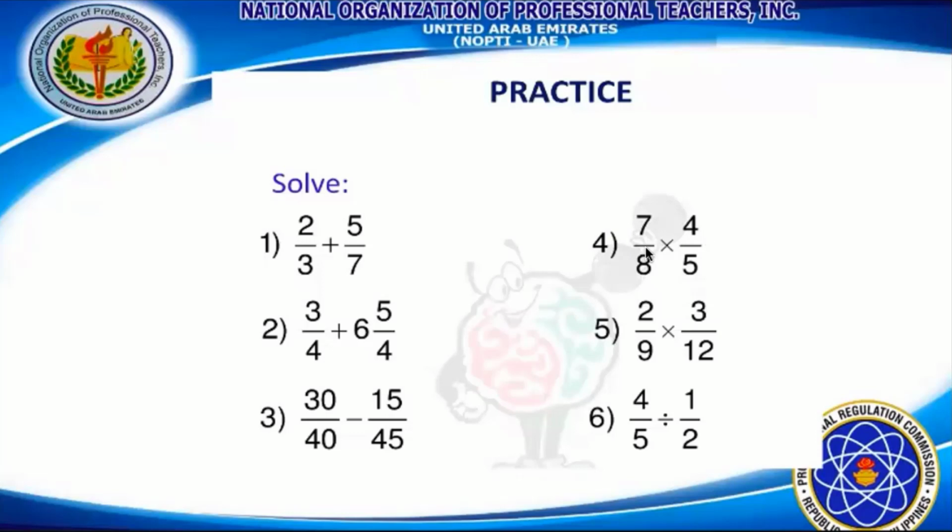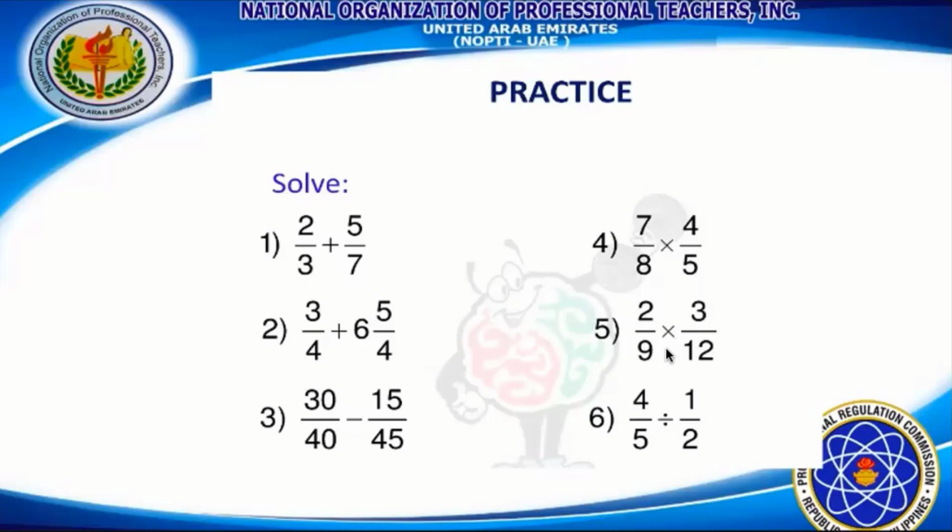7 times 4 is 28. 8 times 5 is 40. Pero pwedeng i-reduce to the lowest term. 28 over 40 is 7 over 10. Right. Next. Number 5. 2 times 3 is 6.